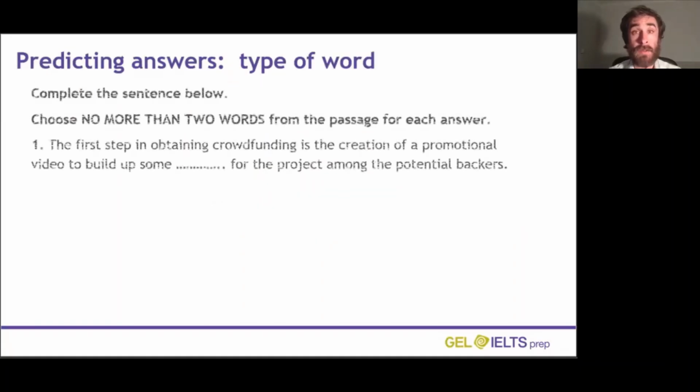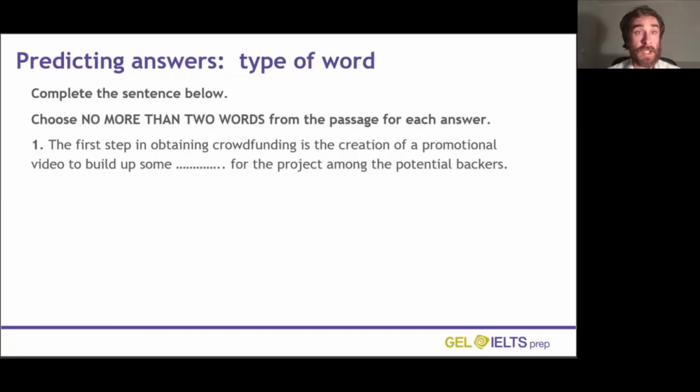Here is a question from this text. We can see that this is a sentence completion question, and there is no word list, which means we must take our answer from the text. So that will be one word or more than one word from the text. We must copy it directly without changing the form or the spelling.